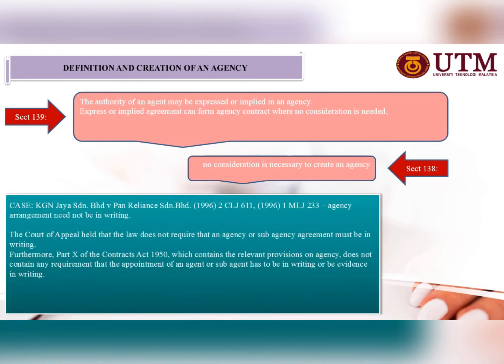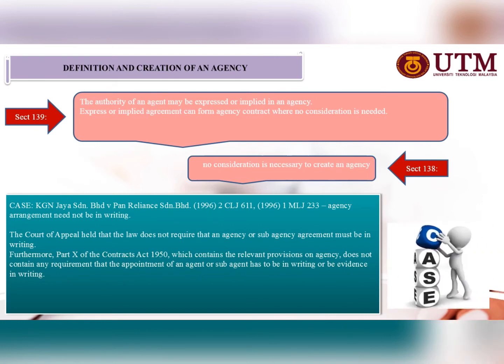For example, the case of KG Jaya Sdn Bhd versus Pan Reliance Sdn Bhd in 1996. It describes that the agency arrangement need not be in writing, since it doesn't need consideration to form an agency. This case describes that the Court of Appeal held that the law does not require that an agency or sub-agency agreement must be in writing. It also could be the opposite. Furthermore, Part X of the Contracts Act 1950, which also contains the relevant provisions on agency, does not contain any requirement that the appointment of an agent or even sub-agent has to be in written form or be evidenced in writing.